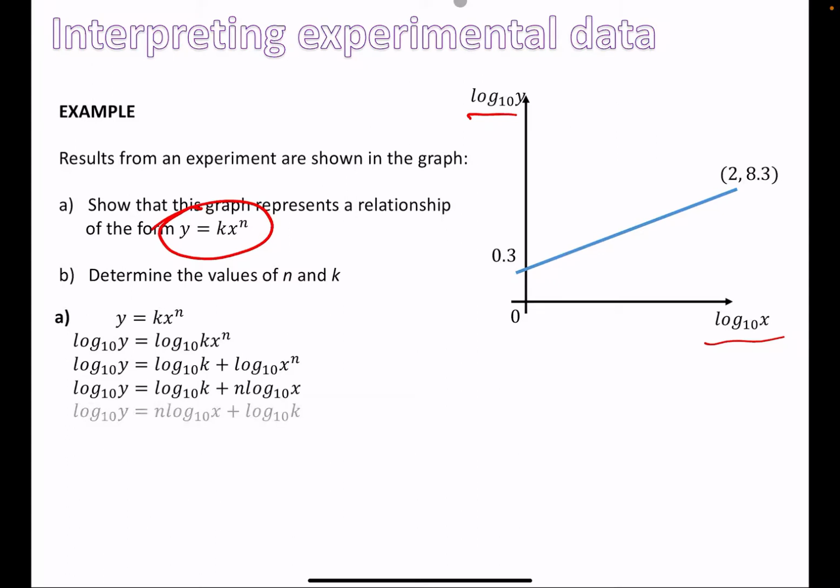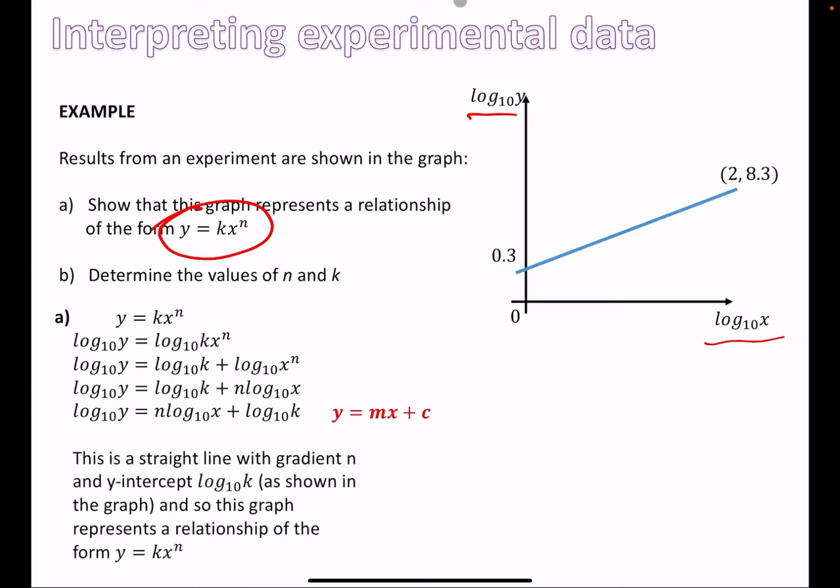Now, if we rearrange this, what you'll see is that you've got something of the form y equals mx plus c. Okay, and if it is y equals mx plus c, then we've got the different things for our different values. Obviously, in a straight line, we generally have the gradient and the y-intercept. So we've got them here. It's just that the gradient is going to be n, and the y-intercept is going to be log of base 10 k. Okay, and as long as we know that, then we can do the second part.